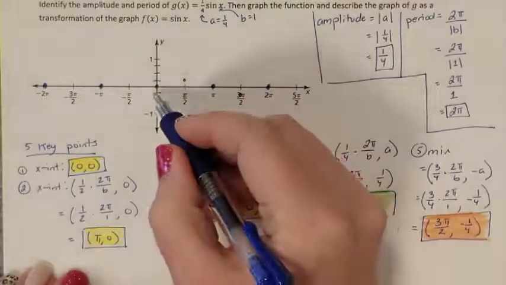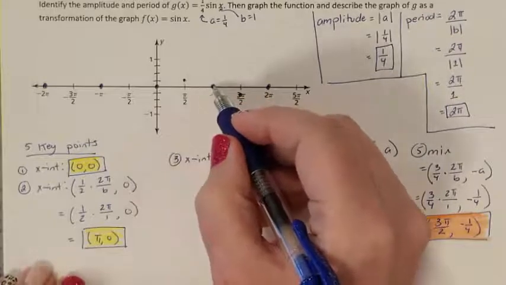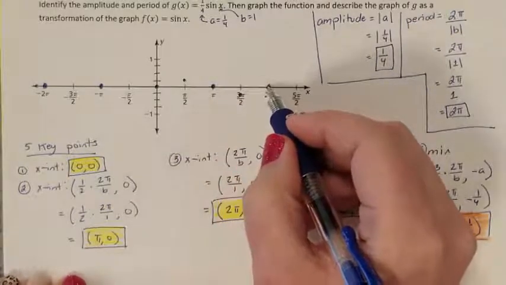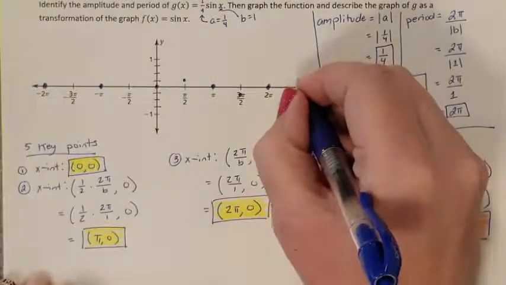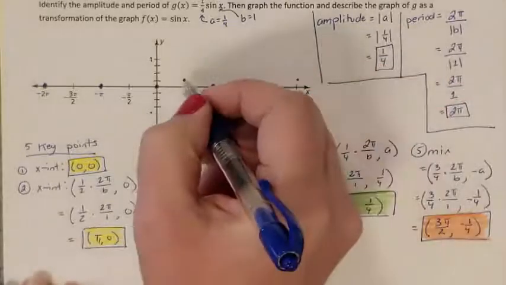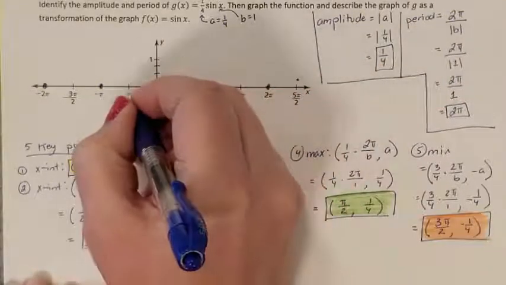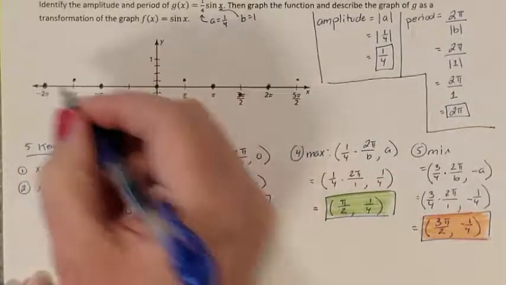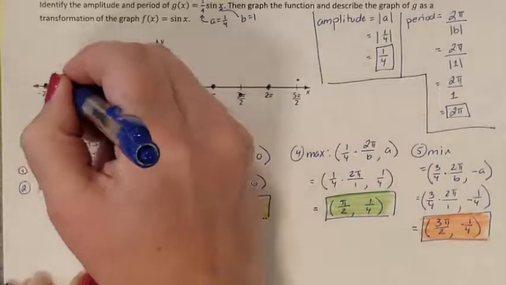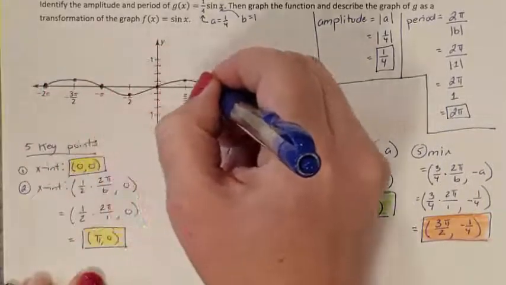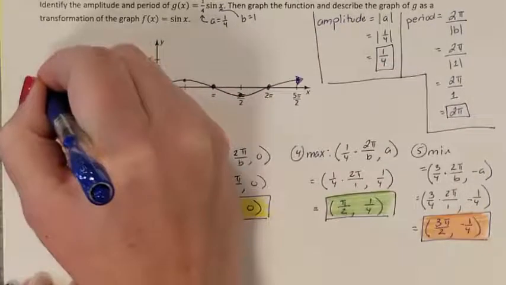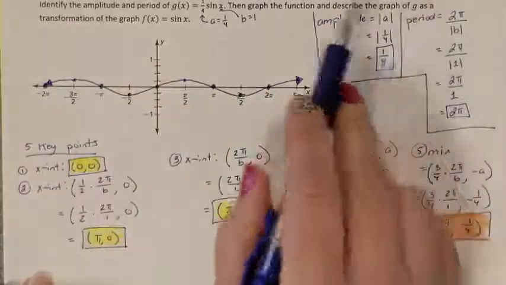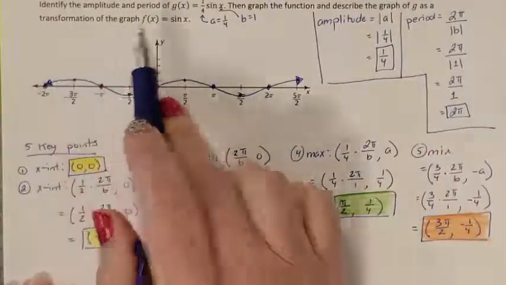So it's going to be 0, up 1/4, 0, down 1/4, 0, up 1/4. I ran out of space. So up 1/4, 0, down 1/4, 0, up 1/4. I'm out of space. So here's my sine.